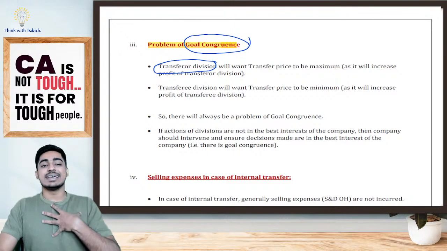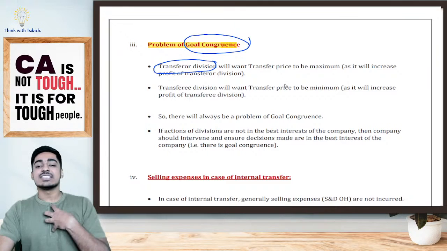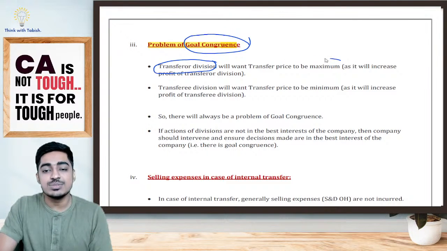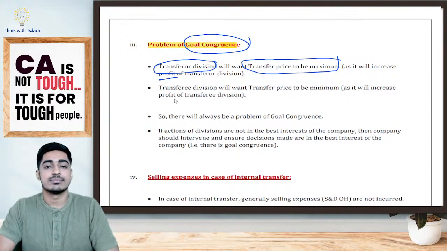While we are selling the goods, we want the selling price to be maximum. Yes or no? Yes, the transferor division wants the transfer price to be maximum, because the higher the transfer price, the higher the profit.